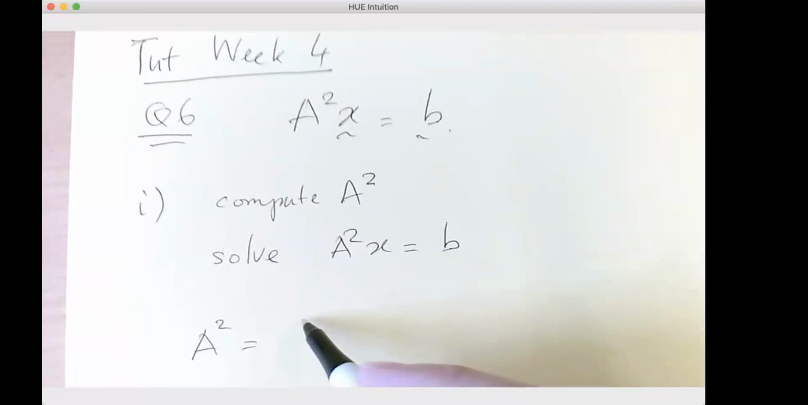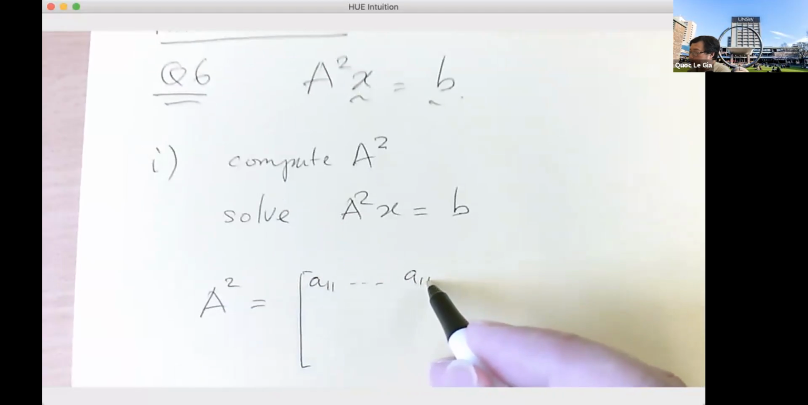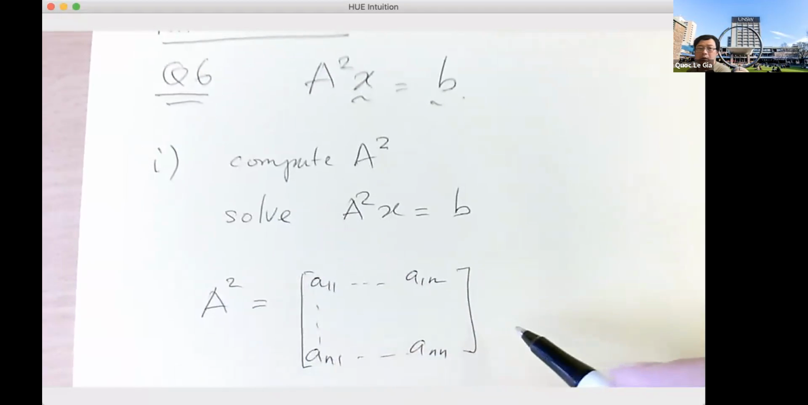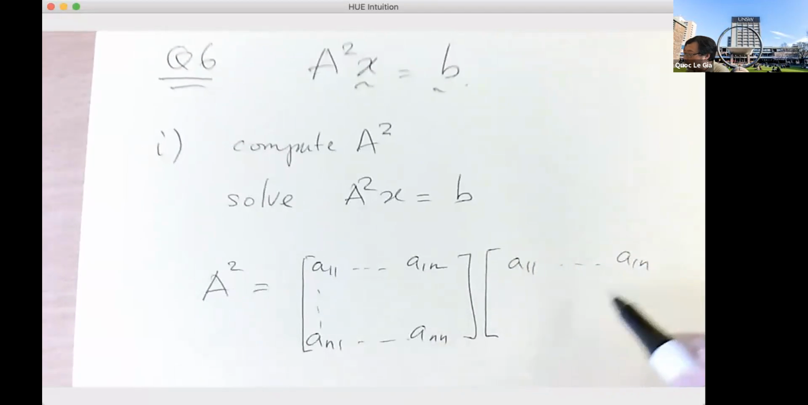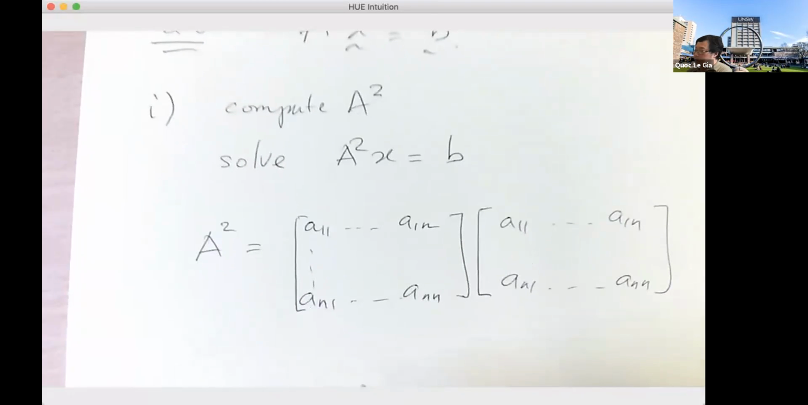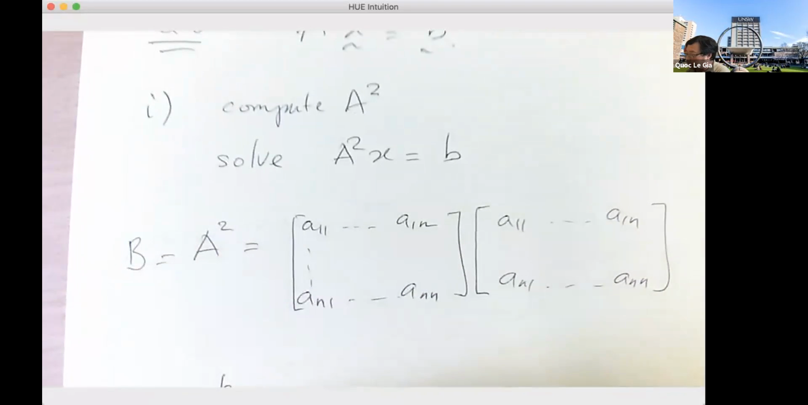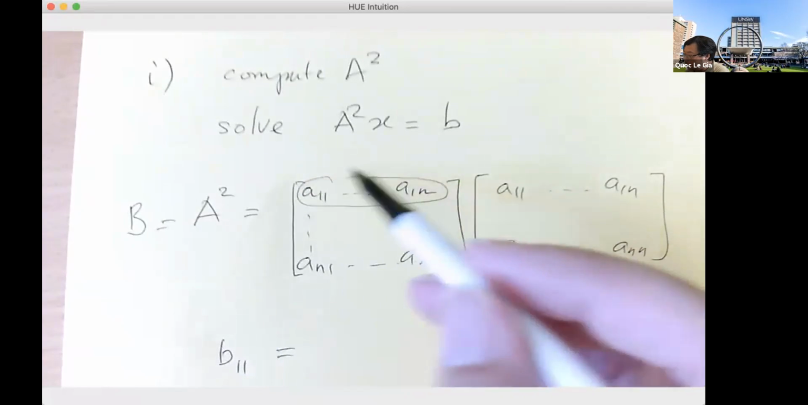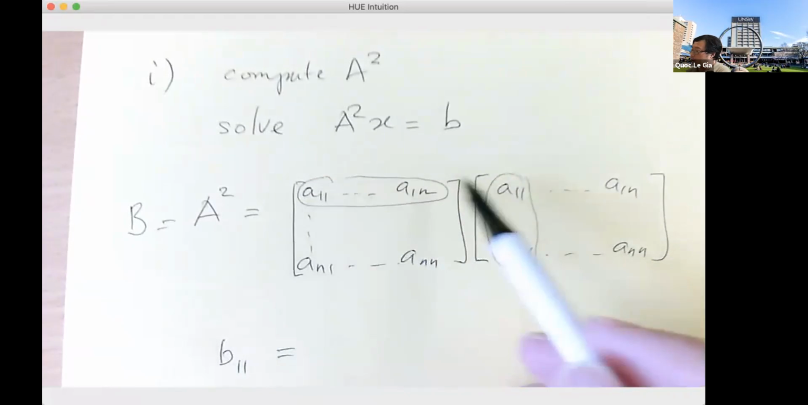So remember A squared: you write down the matrix A like this, A11 up to A1n and An1 up to Ann. You write it down again. How do you compute the first entry? Suppose this one is a matrix B. What is B11? For B11, you just take this row and multiply it with these columns, entry by entry, and you sum it up.